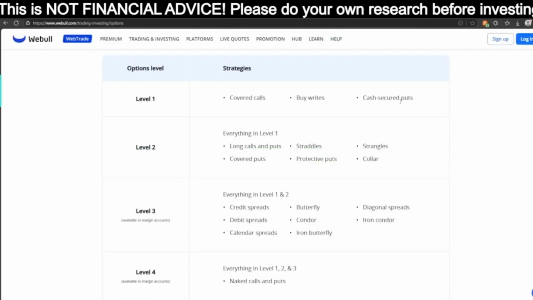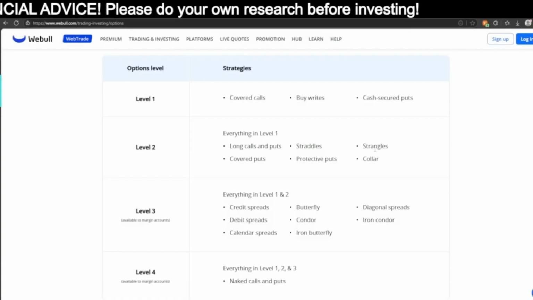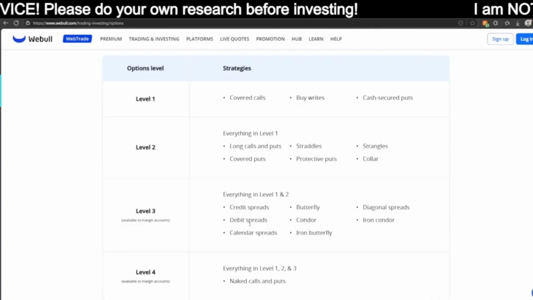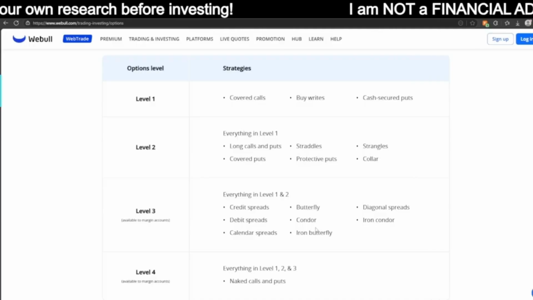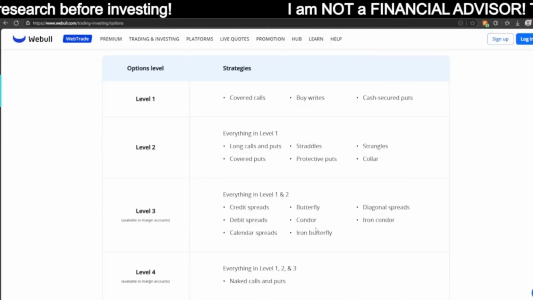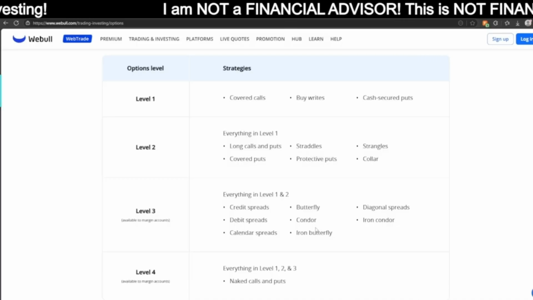We've done covered calls, we did cash secured puts, we did buying options, we did straddles, we did strangles, we did collars, we did credit spreads, debit spreads, calendars, diagonals, condors, butterflies. I think we covered all the major option strategies here as a result. If I find out more, I'll add more to this kind of series here.